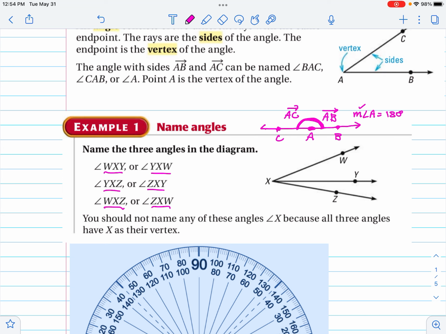Now, let's think about these angles that we just dealt with. We've got the measure of angle WXY, this top angle, plus the measure of angle ZXY. See, this angle plus this angle. If we add those measurements together, we get the measure of the big angle, WXZ.